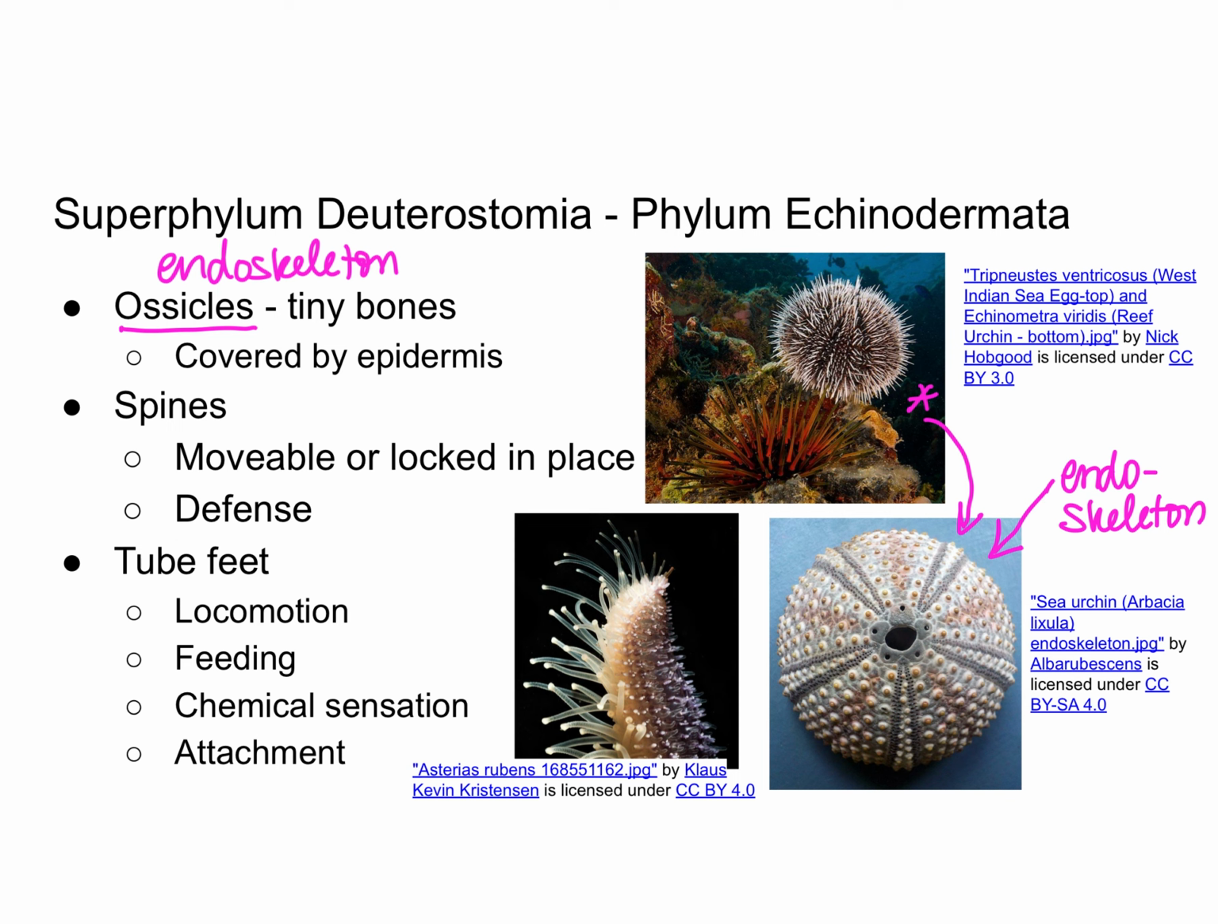They are covered in these spines that can either move around or they might be locked in place for defense. And it's interesting because these, especially these sea urchins, will sometimes pick up things like rocks or algae to kind of cover themselves to either help camouflage themselves or maybe protect themselves from UV radiation or from predators.